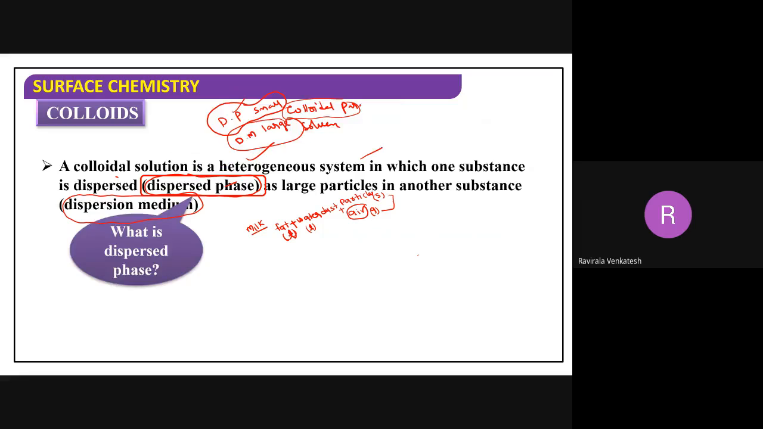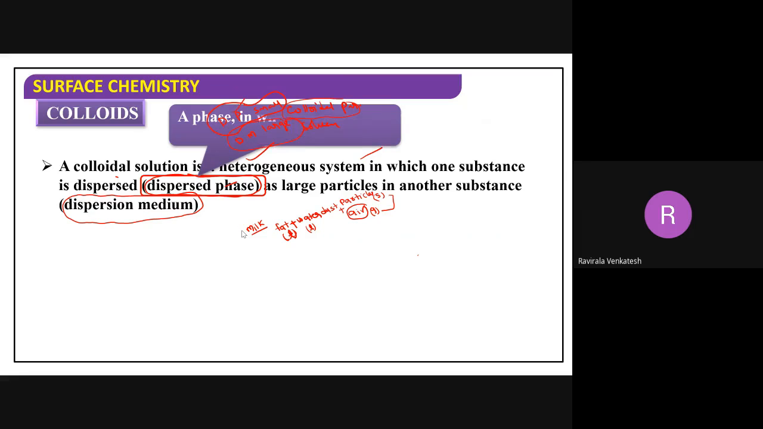Now we'll see what the dispersion phase is. Dispersion phase means the phase in which the substance exists as colloidal particles. I told you already, dispersion phase means colloidal particles which will disperse into the solvent. So generally, colloidal particles can be called the dispersion phase.